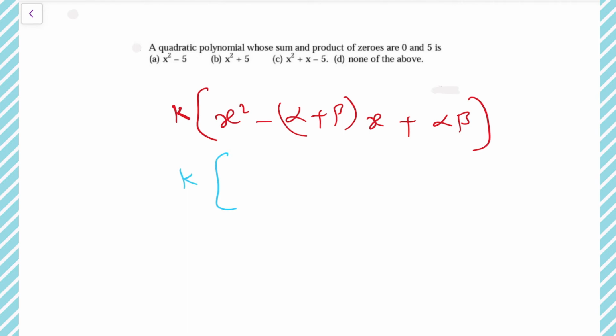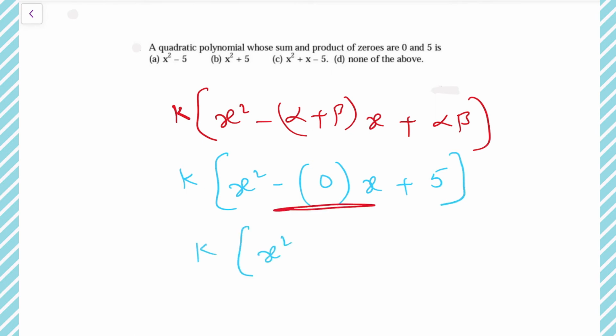K into x square minus alpha plus beta is given as 0 into x plus alpha into beta is 5. So k times x square, this is a waste because 0 into x is 0, so 0 doesn't have any value. Remaining plus 5 as it is. So our answer will be x square plus 5, that is option B.